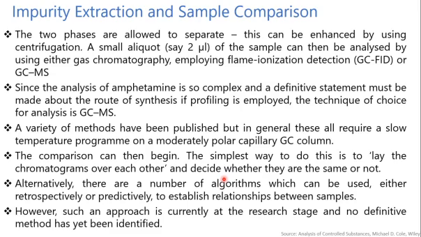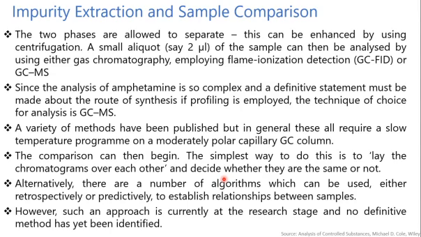Then a small aliquot, about 2 microliters of the sample, can be analyzed by using either GC, that is gas chromatography with a flame ionization detector, or gas chromatography with a mass spectrometer detector. Since the analysis of amphetamine is so complex and a definitive statement must be made about the route of synthesis, if profiling is employed, the technique of choice for the analysis is GCMS. A variety of methods have been published, but in general, these all require a slow temperature program on a moderately polar capillary GC column.